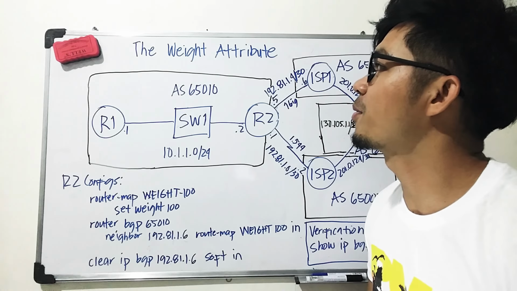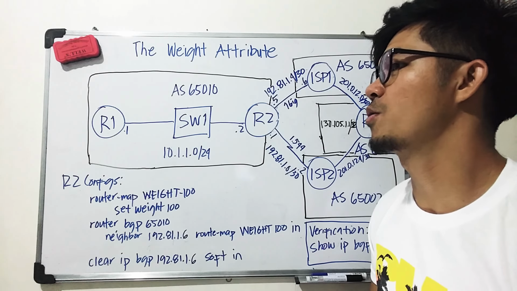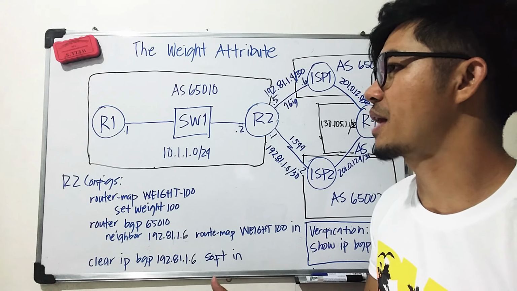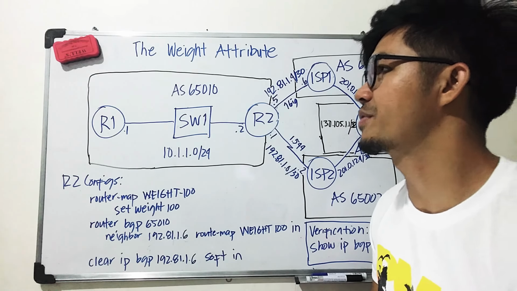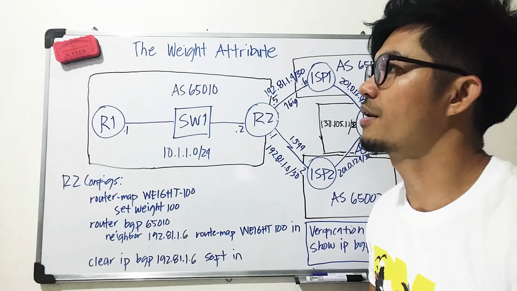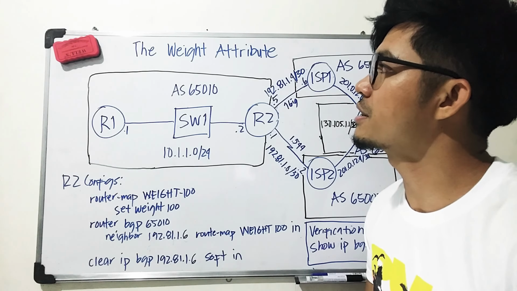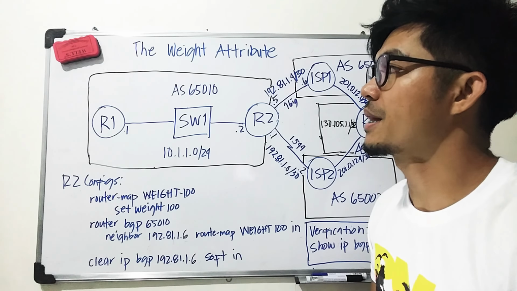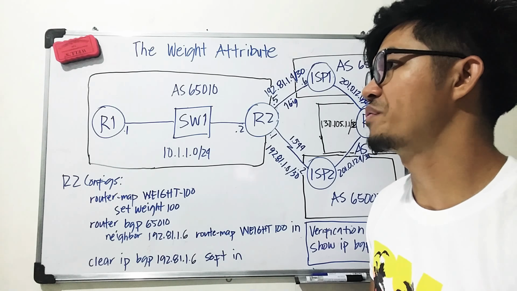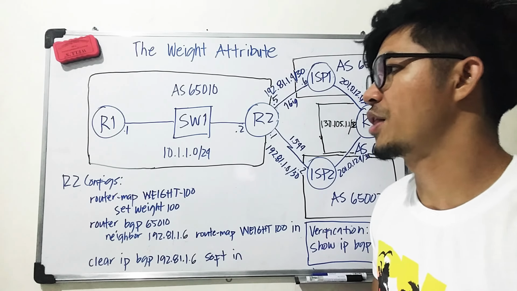I'm gonna talk about the Cisco proprietary weight attribute. Cisco proprietary meaning that you can't use it with other vendors, for example, Juniper, Arista, and other vendors. So it is locally significant, meaning that when you configure it on a router, it's not going to be communicated through other routers.